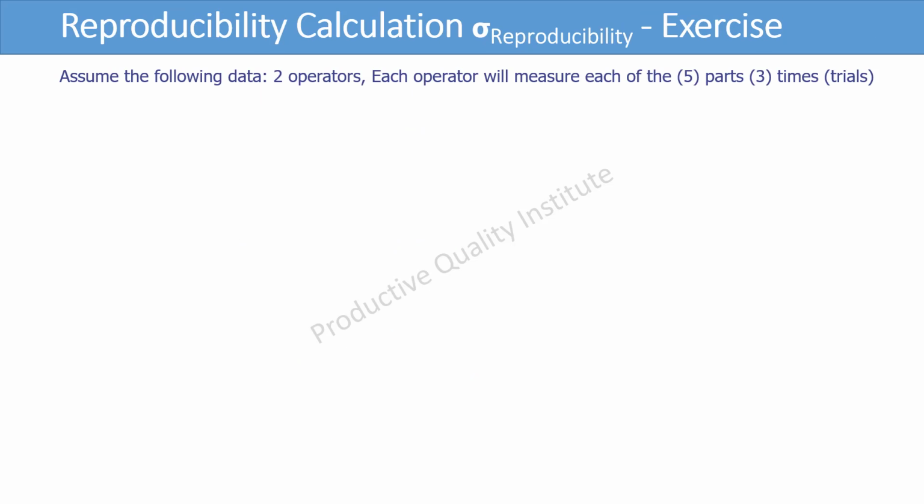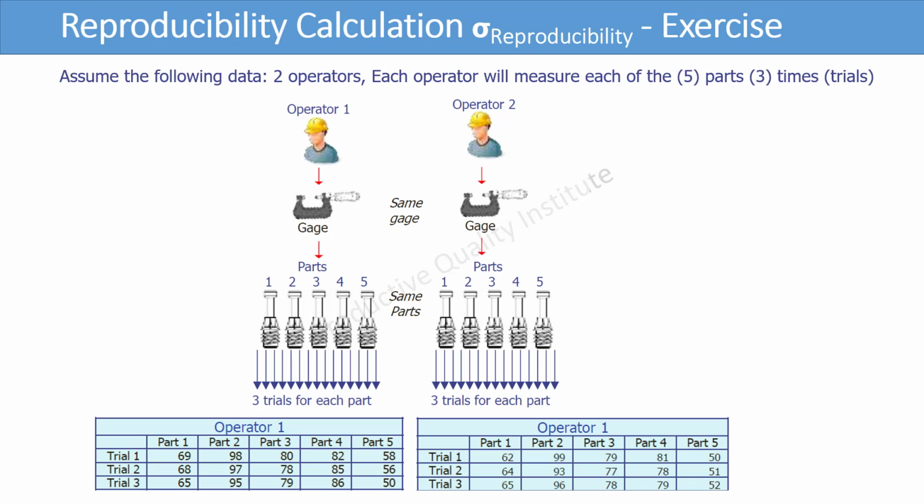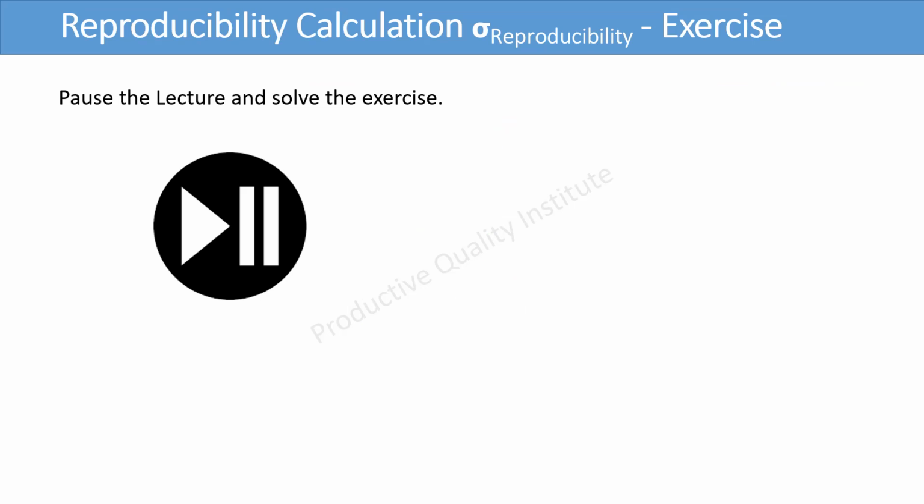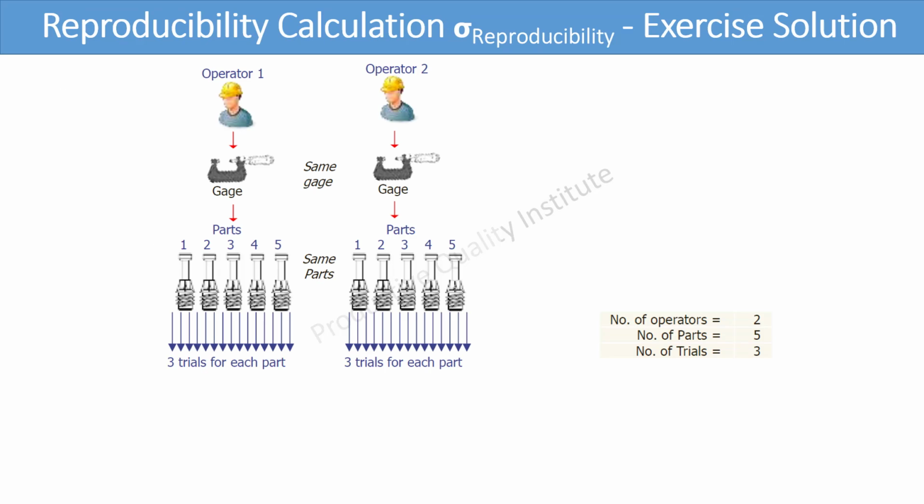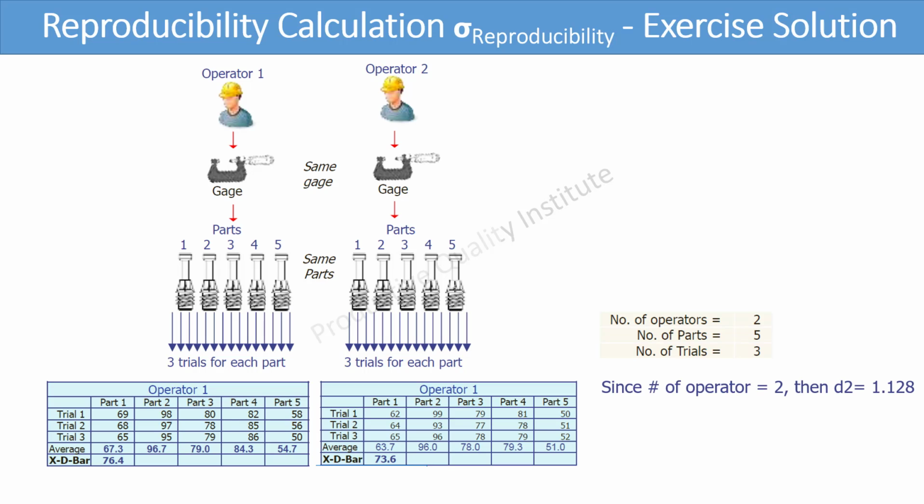Assume the following data. 2 operators, each operator will measure each of the 5 parts 3 times, or trials. Please calculate the sigma of reproducibility. Please pause the lecture and solve the exercise. Please compare your solution with the solution of the exercise.